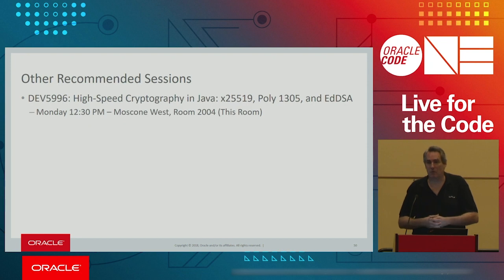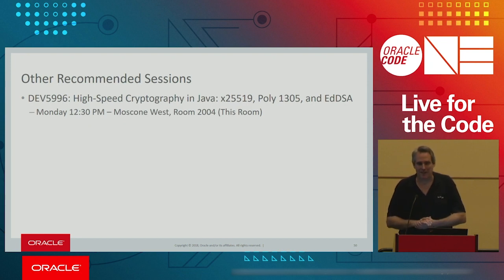If you're interested in more crypto, if you hadn't had enough here, there is another session being led by Adam, who's down here, and he's going to talk about some of the high-speed cryptography changes that are coming in, specifically the 25519 and Poly1305, as well as EDDSA. So that'll be in this room. As soon as you leave, you can come right back in. But that will be at 12:30.